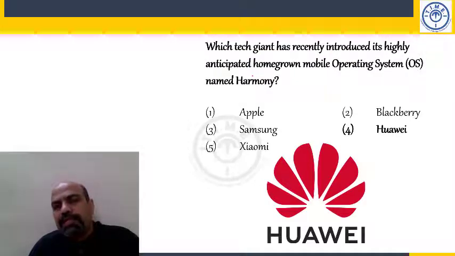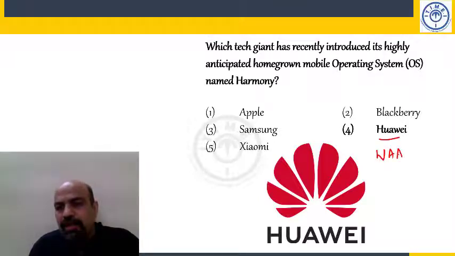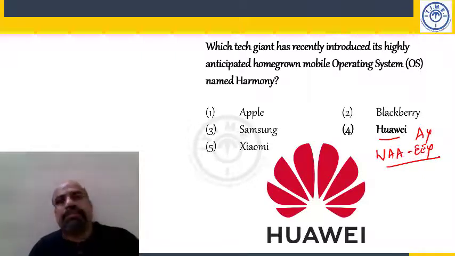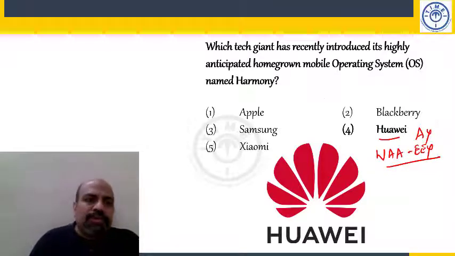Which tech giant has recently introduced its highly anticipated homegrown mobile operating system named Harmony? This is Huawei. How do you pronounce this? Huawei or Huawei. That's a pronunciation. Okay? Why don't you write this? This is a logo of Huawei.